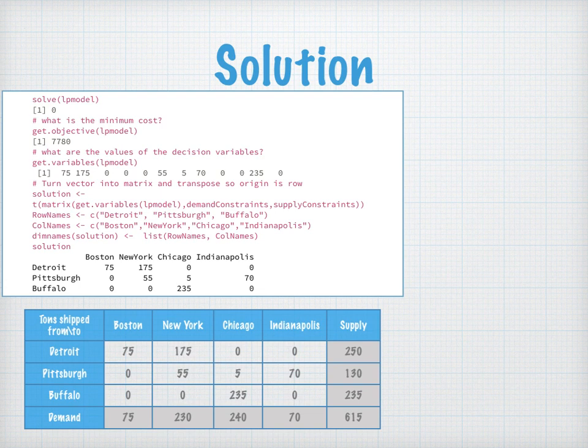We can solve the linear programming problem, get the objective function, and the values for each of the decision variables. I wrote some additional code to transform the results into a table that makes it easy to compare the specification of the problem with the recommended solution. The table at the bottom of the slide shows the results from the linear programming algorithm, and I've also added in the supply constraints and demand constraints so that you see that the answer satisfies all of the constraints.